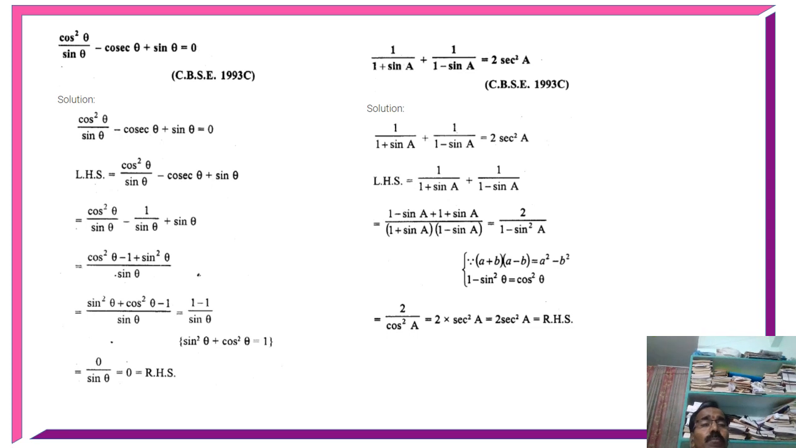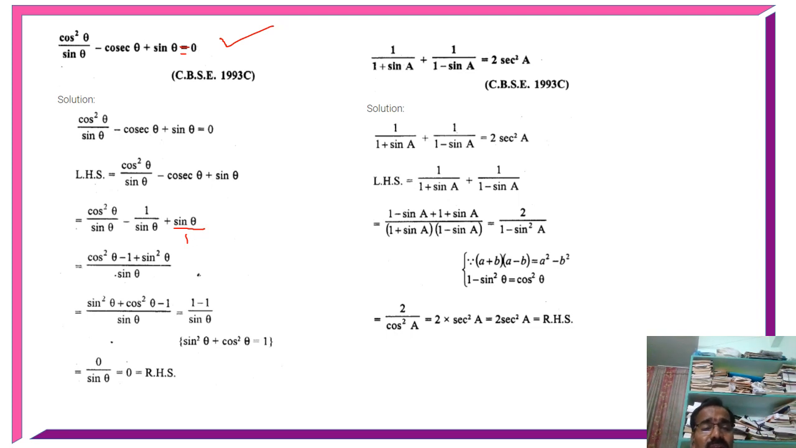So in the next slide, what is given? We have to prove that cos square theta by sin theta minus cosecant theta plus sin theta is 0. This result equal to 0, we have to prove. How to prove? Let us take LHS. We have cos square theta by sin theta minus cosecant theta plus sin theta. Write all terms in terms of sin and cos. So cos square theta by sin theta minus cosecant theta, we can write 1 by sin theta, plus sin theta. Take LCM here. There is no number means 1. LCM is sin theta. Cos square theta minus 1 plus sin theta into sin theta, sin square theta.